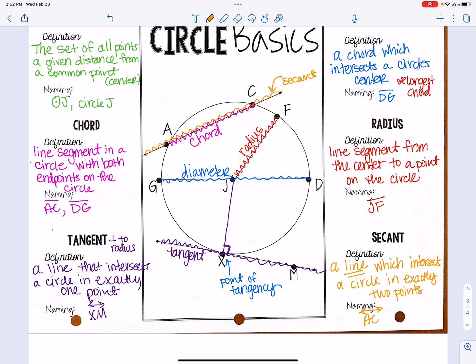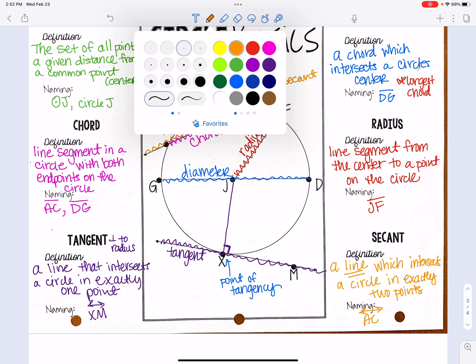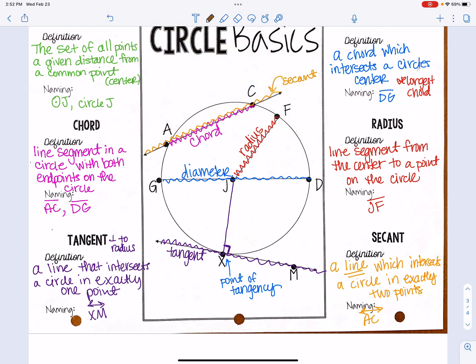Okay, I've got a few more things that we're not going to write the definitions out for, but we are going to label. So next, we just talked about this on the Ferris wheel page. Halfway around a circle is a semicircle. So I'm going to go this way. I'm going to go from G, travel around, keep going all the way to D. That's going to be my semicircle. My semicircle is 180 degrees.